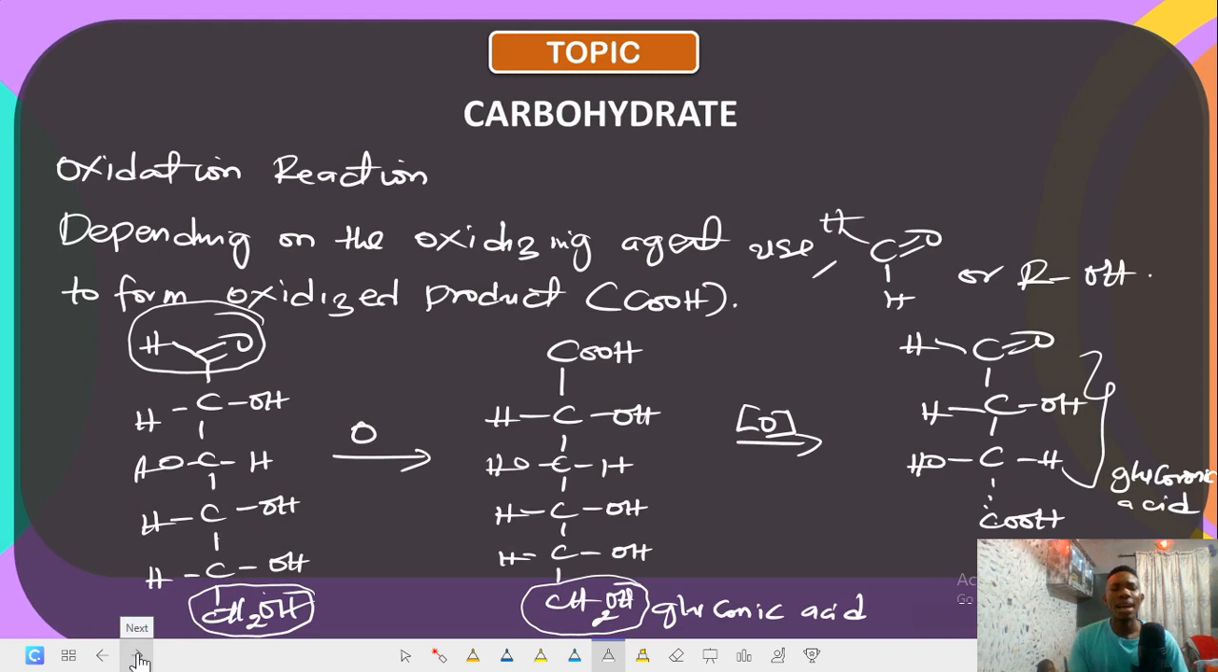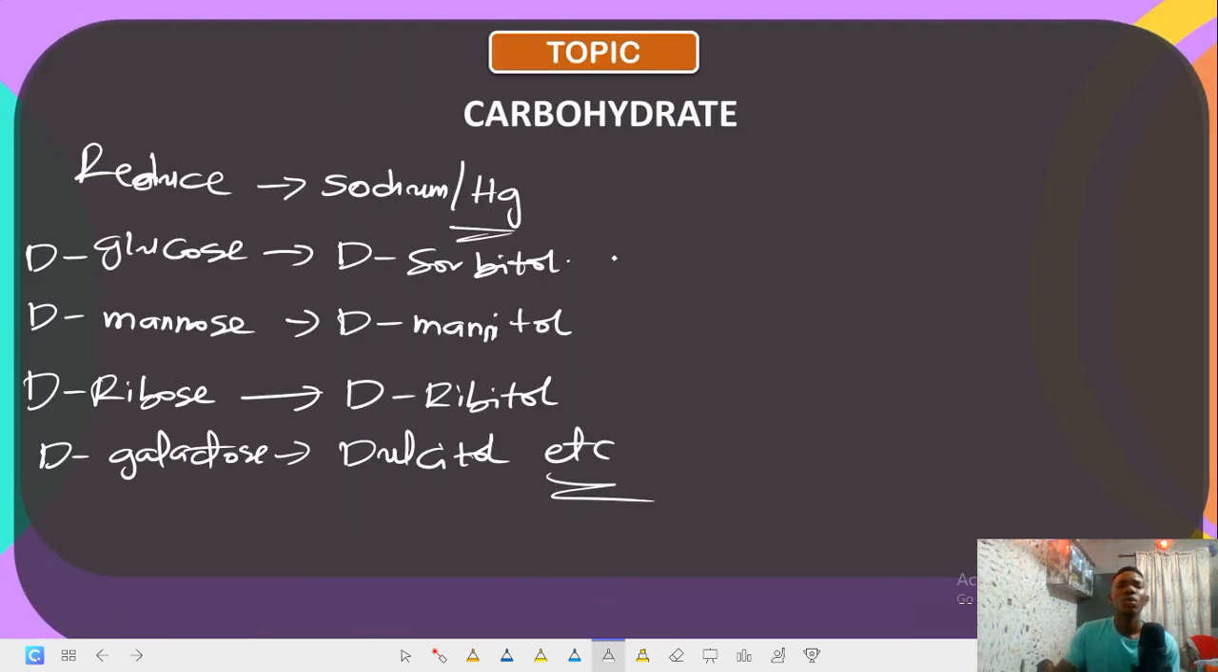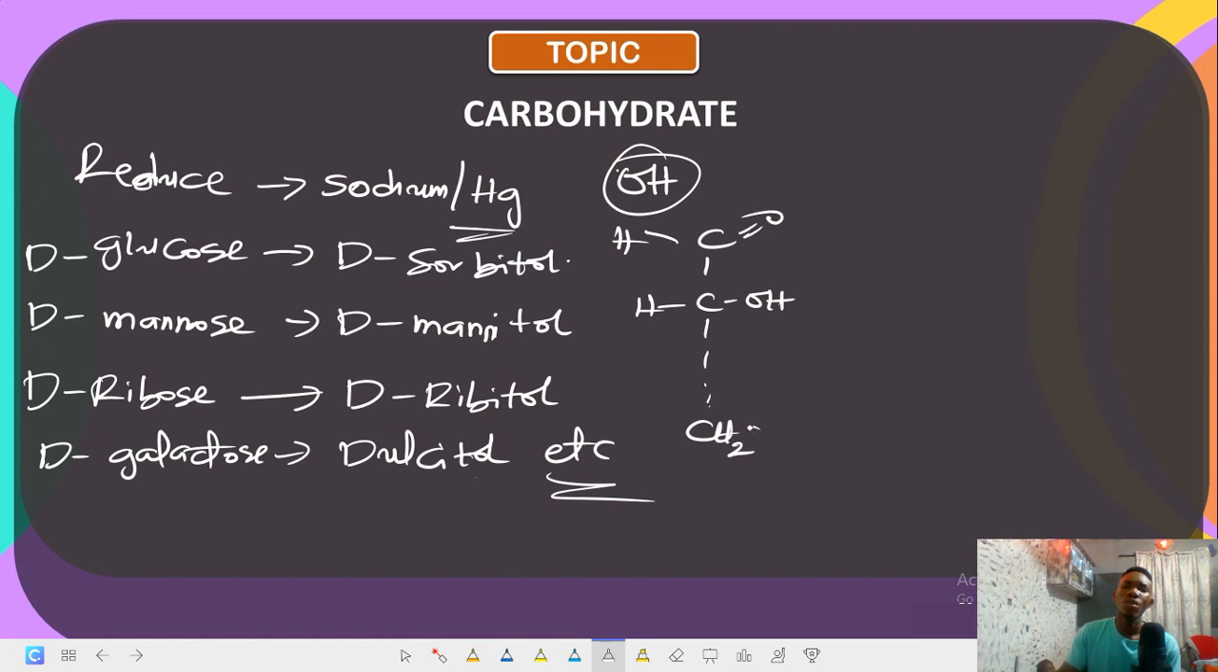Oxidizing will form the acid, while reducing will form the what? The alcohol. All these ones, they are alcohol. Sorbitol, mannitol, ribitol, dulcitol, all those ones, they are what? Alcohol. Is that okay? Now, what do we mean by that reduction? For instance, glucose is C double bond O. You have something like this as glucose. Let us assume this is the structure, then down to you have CH2OH.